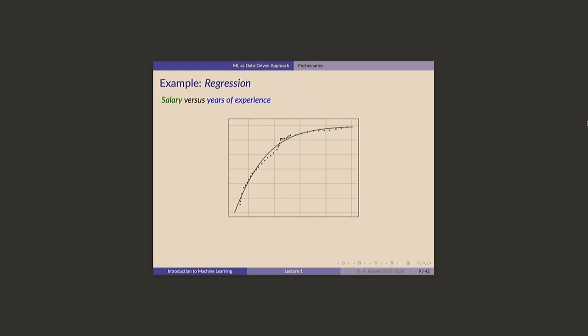Problem of regression. Again, you do have a relation between two things. We are going to, again, discuss this one. For instance, salary versus the years of experience, right? If I'm working right now, I don't know how many years, and I want to know how much I'm going to get paid in 20 years, right? You want to predict this. So how can you do this?